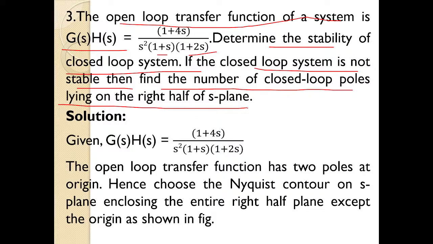We know that if poles are lying on the right side of the S plane, the system is unstable. But even if poles are lying on the right half of the S plane, if the number of anticlockwise enclosures on the G(s)H(s) plane is equal to the number of poles lying on the right half of the S plane, then the system is stable. So if the system is unstable, we have to determine how many poles are lying on the right half of the S plane, and also determine the stability condition of the closed loop system.